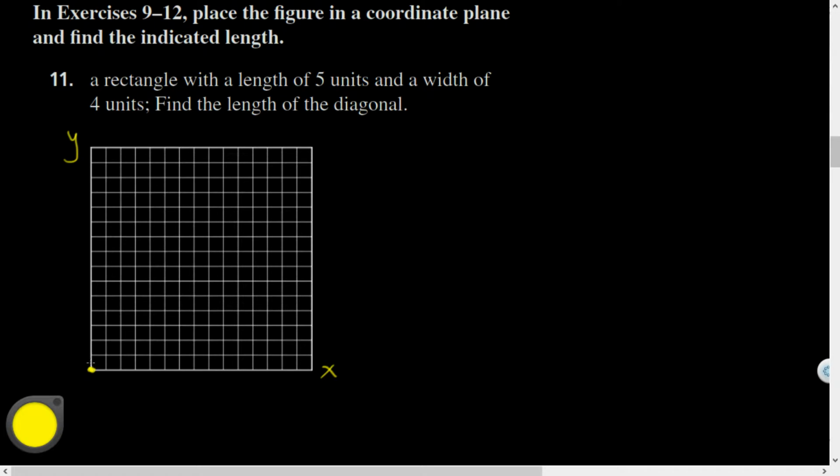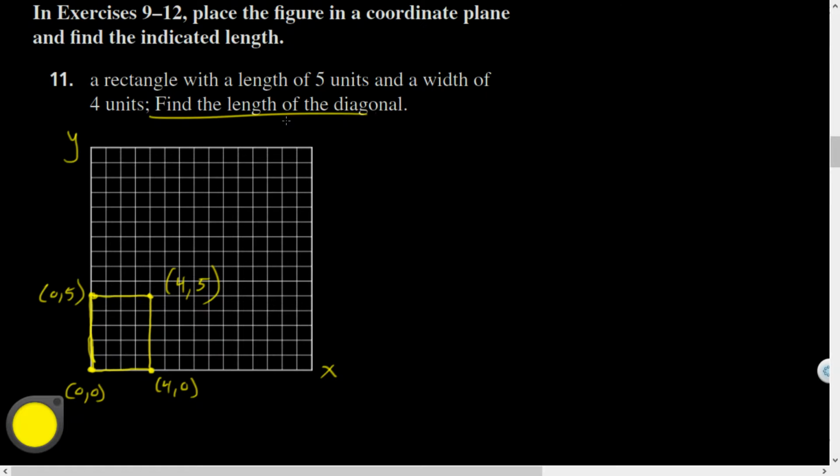So X and Y, let's go up 5. 1, 2, 3, 4, 5. And they didn't give a name for this rectangle, did they? I don't think so. But this point would be 0, 5. This point would be 0, 0. And it's 4 units wide, so go over 4 units. This would be 4, 0. And where would this point be? 4, 5, yeah.